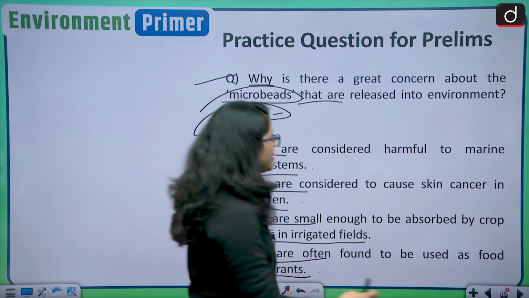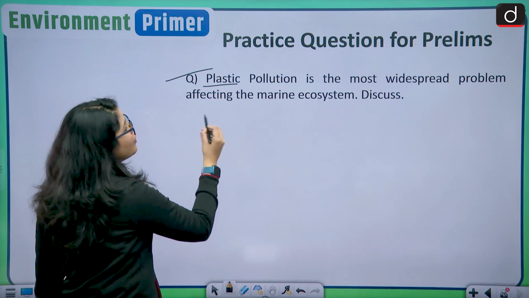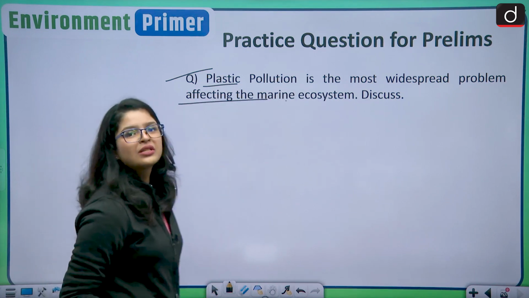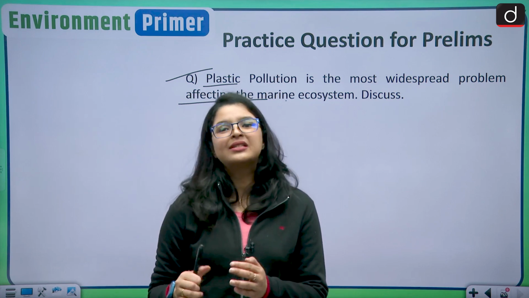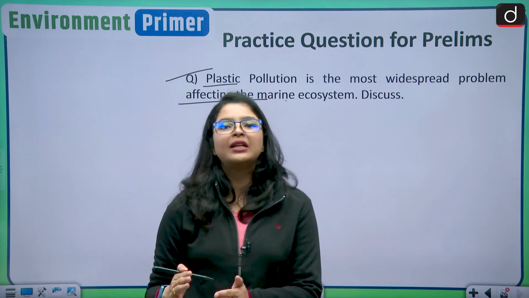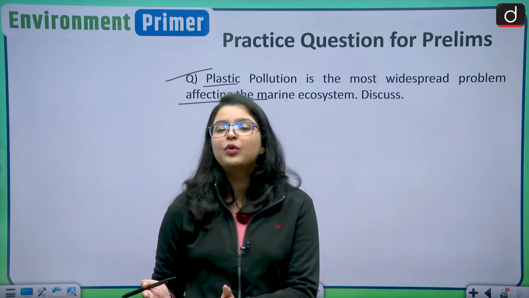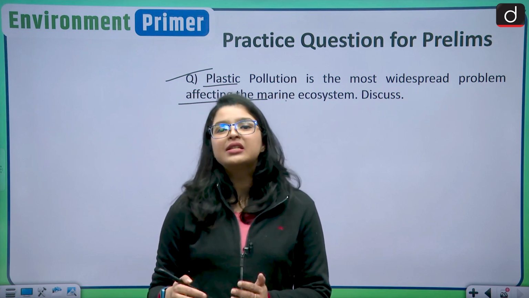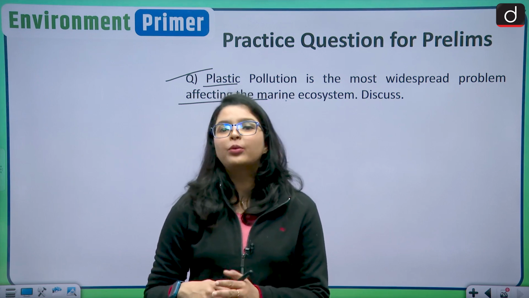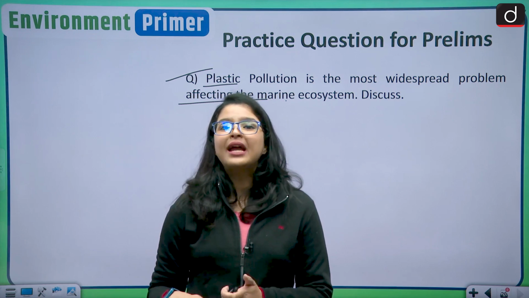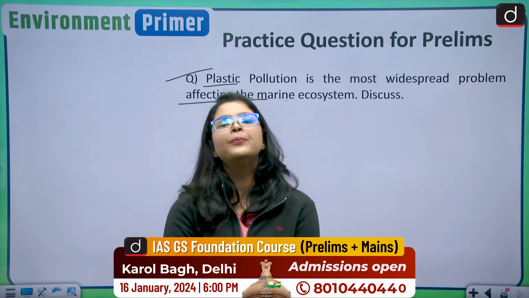Now let us analyze the practice question for your mains examination. The question is, plastic pollution is the most widespread problem affecting the marine ecosystem. Discuss. Firstly, you will write what plastics are. You will mention the plastic pollution crisis, that yes, they are entering the food chain through the marine ecosystem. The marine ecosystem has been consuming the plastic which is being disposed in the water bodies, which in turn is harming the food chain as well. You will write about the dangers of nanoplastics and microplastics for human health, and you will also write the initiatives to mitigate plastic pollution, both global initiatives as well as Indian initiatives.